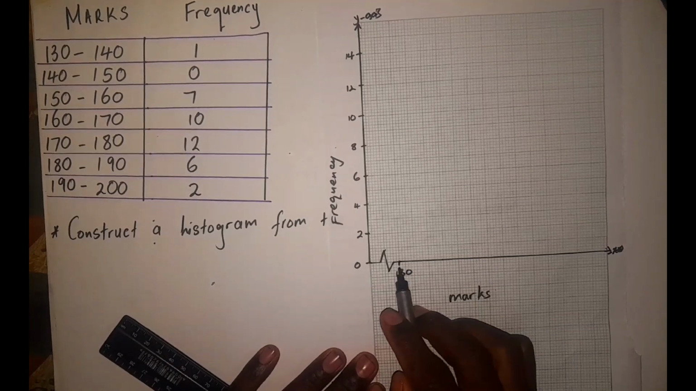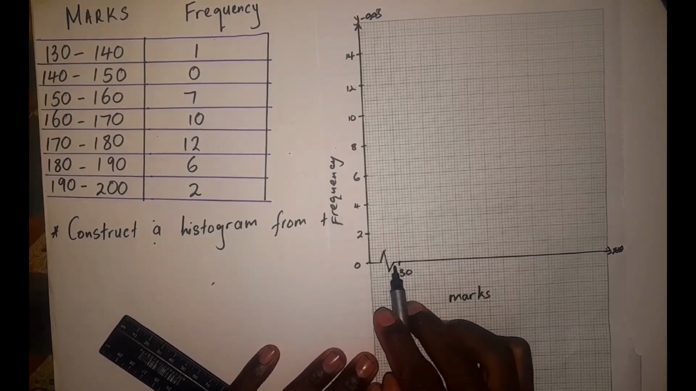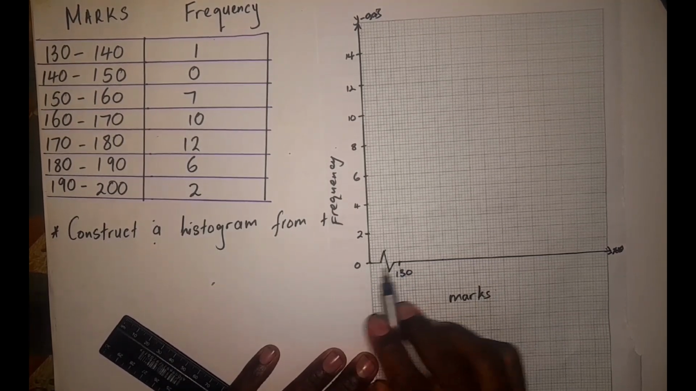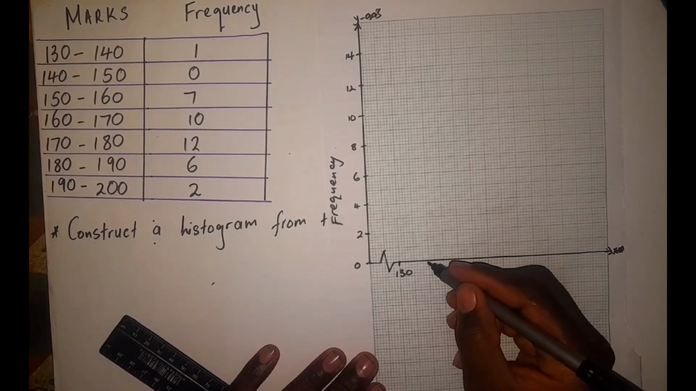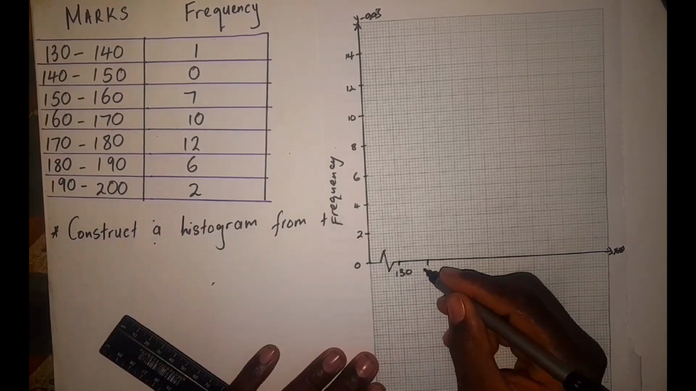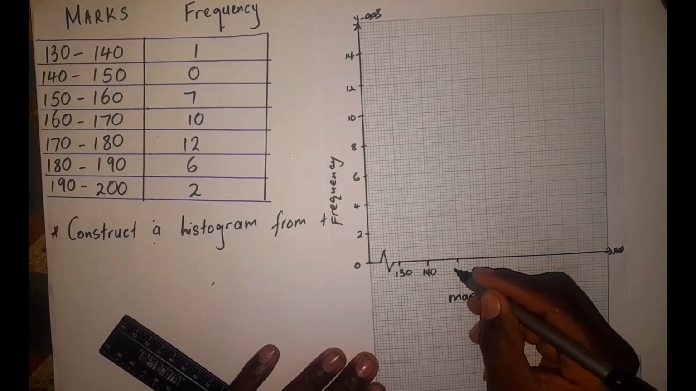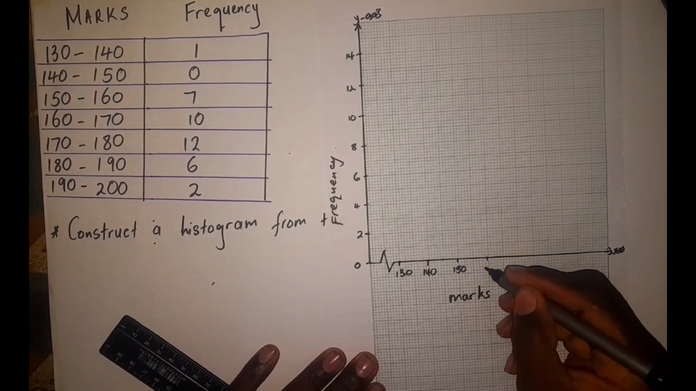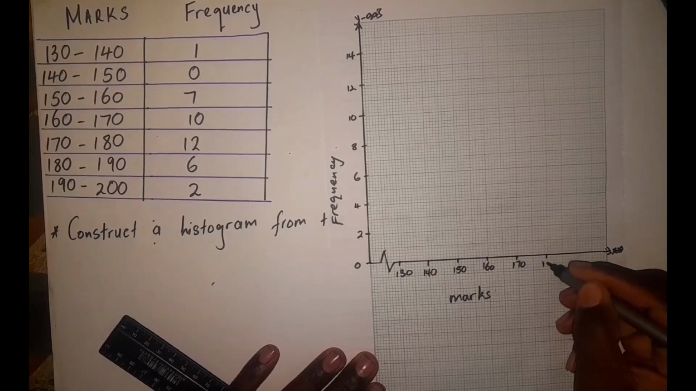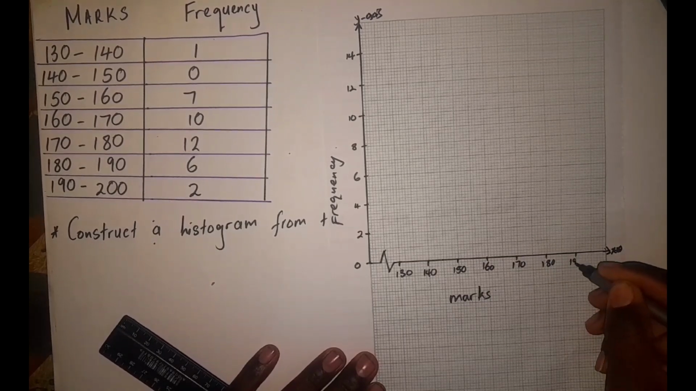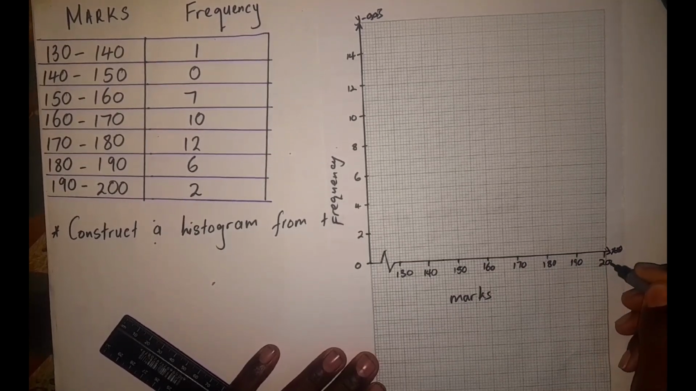That's why I included this zigzag axis. It means that from 0 up to 130 there is nothing, so I'm going to start only on 130. So I'm going to say 130, then after 130 I have 140. After 140, there's 150, 160, 170, 180, 190, 200.